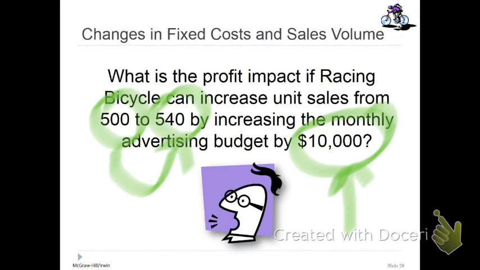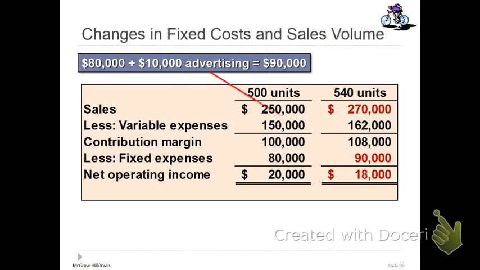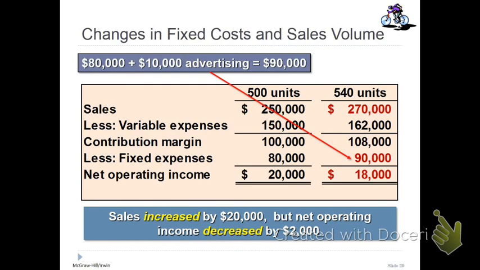Okay? And you go, man, we're going to sell 40 more bikes. Yeah, let's go ahead and do it. But then you look at the numbers. Okay? Notice what's going to happen. Yes, we're going to sell 40 more bikes in this case, but notice what happens to our net income. Our net income is going to go from 20 grand down to 18.